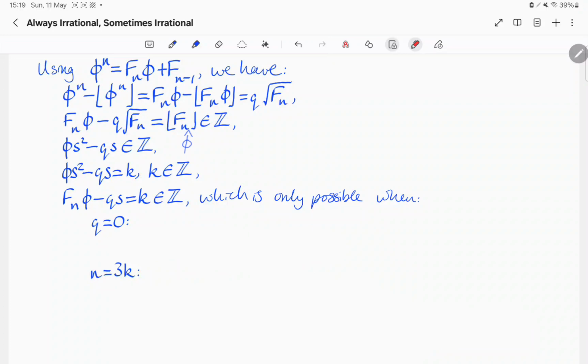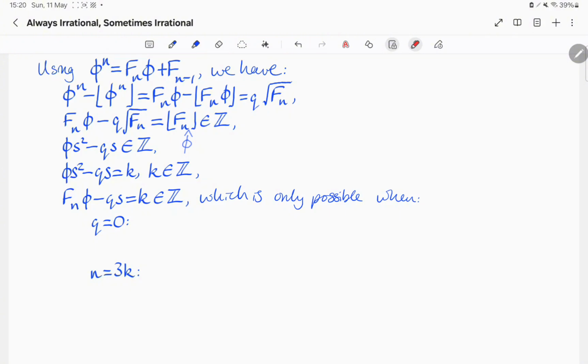Now we'll prove that this is only possible when n is a multiple of 3. Using phi^n is equal to F_n phi plus F_(n-1), we have that phi^n minus floor phi^n is equal to F_n phi minus floor of F_n phi, and this is equal to q times the square root of F_n. F_n phi minus q times the square root of F_n is therefore equal to the floor of F_n phi, which is an integer.